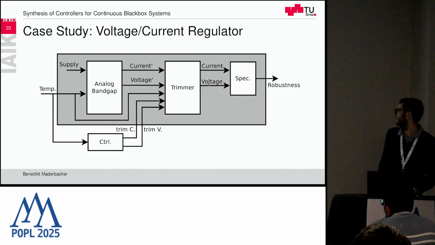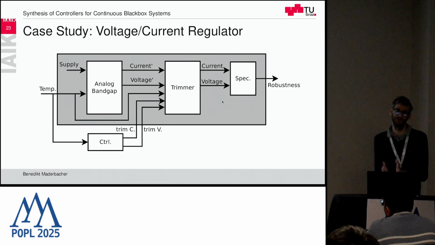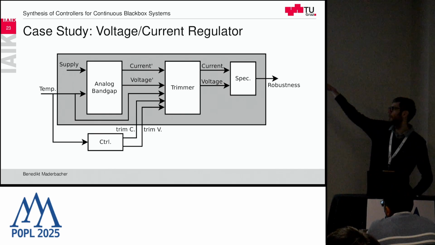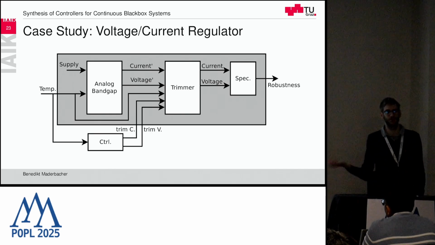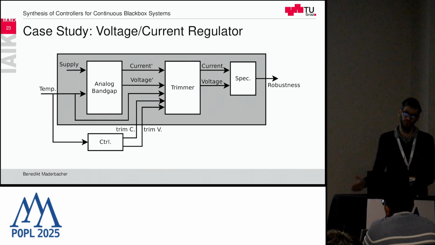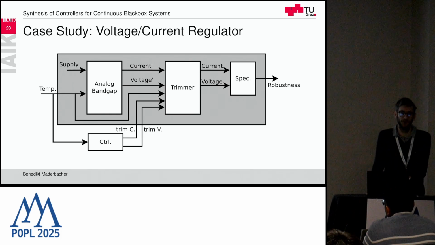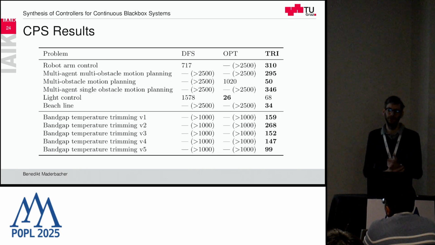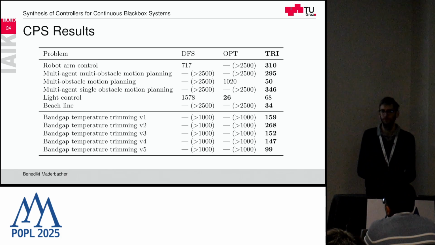And the specification component, which is also part of the black box, but for which we actually know the implementation, is just comparing the current and voltage to the reference and giving us robustness, the worst deviation of either current or voltage. So how well are we doing on these examples?